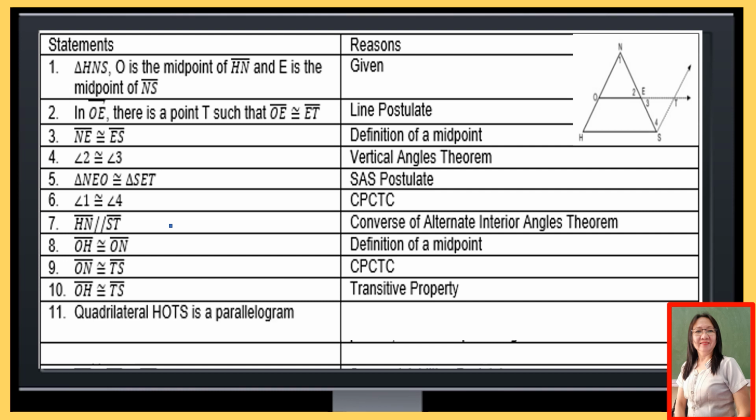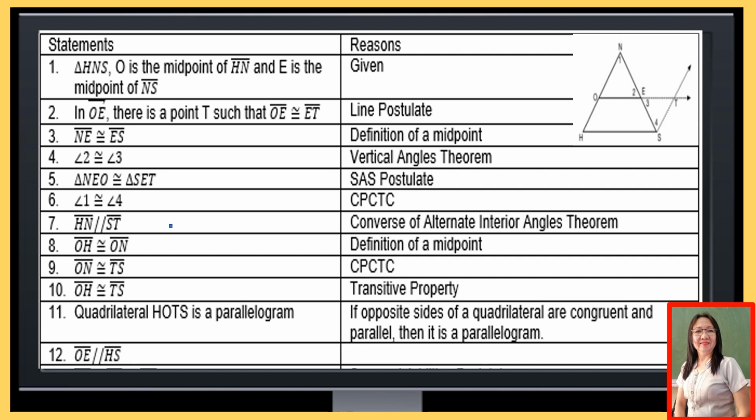So we can say that quadrilateral HOTS is a parallelogram, because the opposite sides of the quadrilateral are congruent and parallel. Then, it is a parallelogram. Therefore, segment OE is parallel to segment HS as indicated in our theorem. That is by the definition of parallelogram.